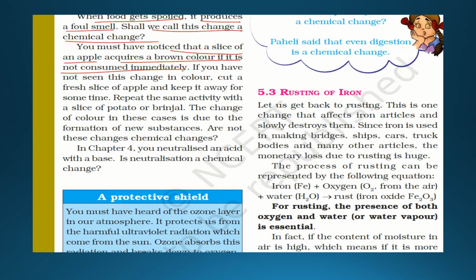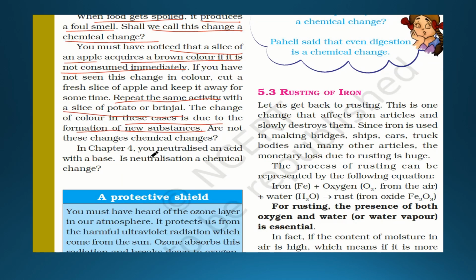Because the iron present in the apple reacts with the oxygen of the atmosphere and it becomes iron oxide. So that brownish color is due to that, a new chemical substance forms, and there is obviously a chemical reaction. So repeat the same activity with a slice of potato or brinjal. In those cases also, formation of new substances happens.